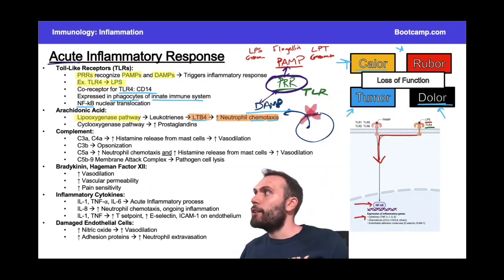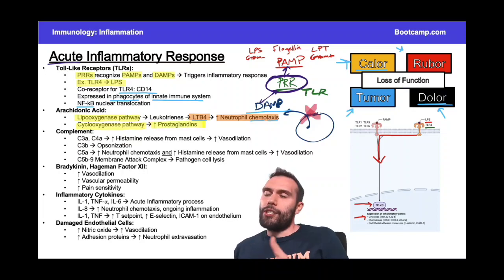The other thing on here is the cyclooxygenase pathway, and we're going to talk about this in a lot more detail. There's a lot of specifics here, but the point that you really want to know, taking away from this big picture, is that prostaglandins are going to get stimulated, they're going to get released.